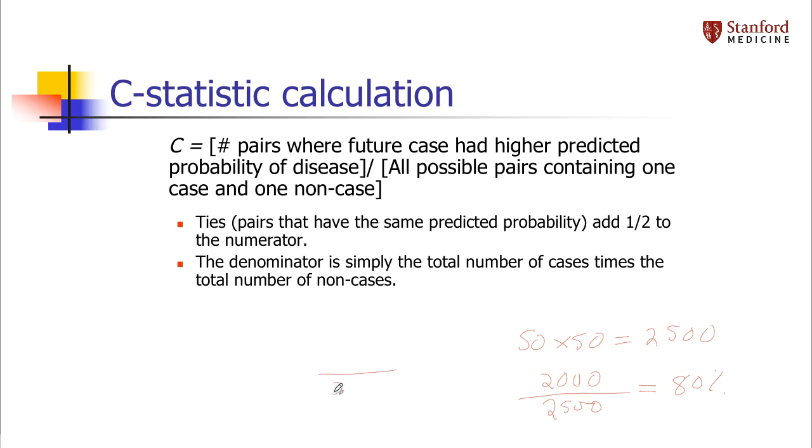But let's say it's only in 1,250, about half of the pairs, that the case has the higher predicted probability than the control. Well, then you're not doing any better than a coin flip. You're not doing any better than chance, and your C statistic would be 50%. And again, this will come out to be identical to the area under the ROC curve.